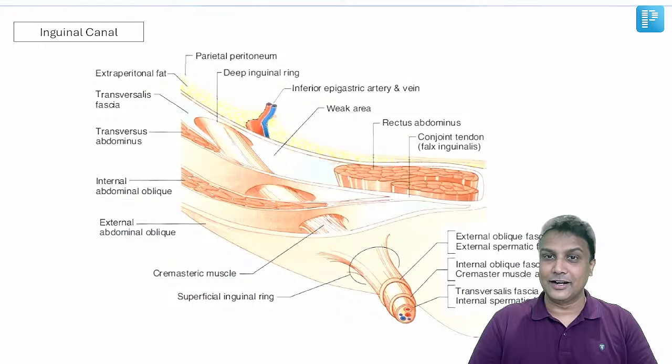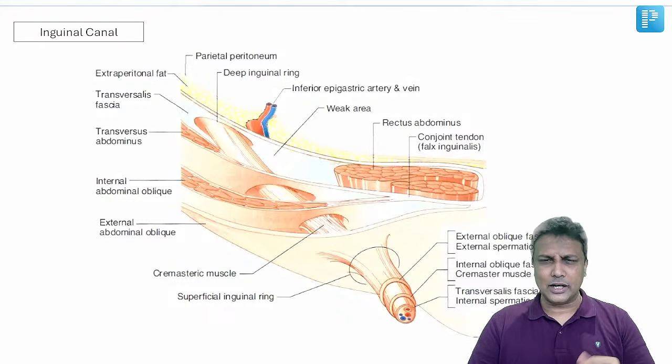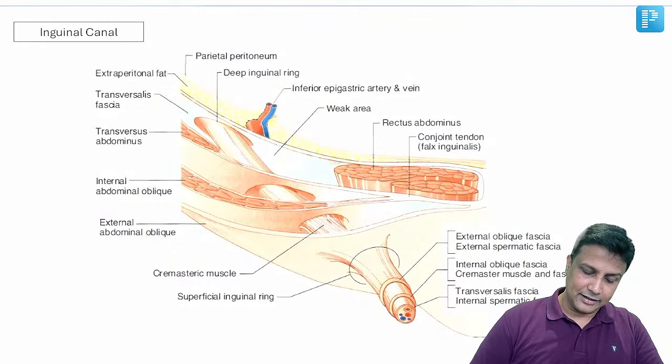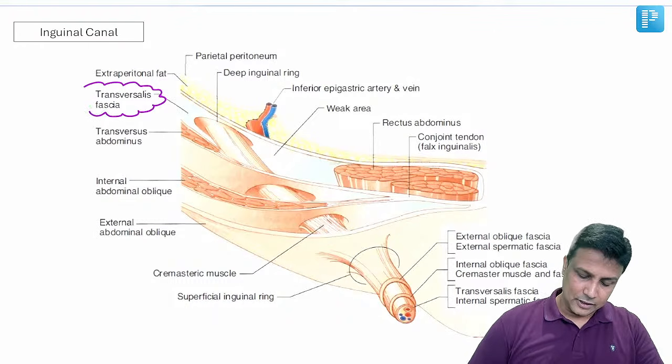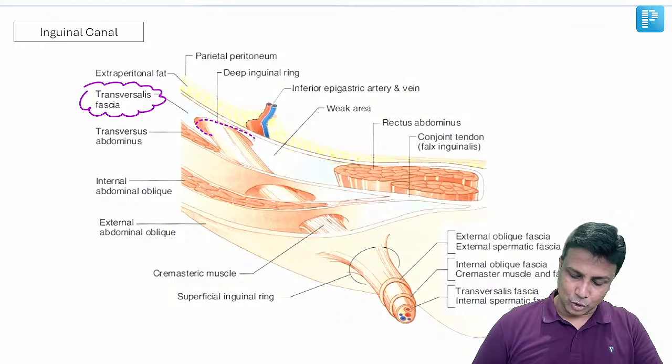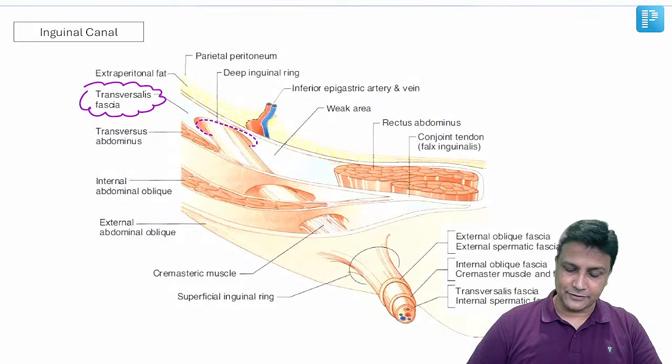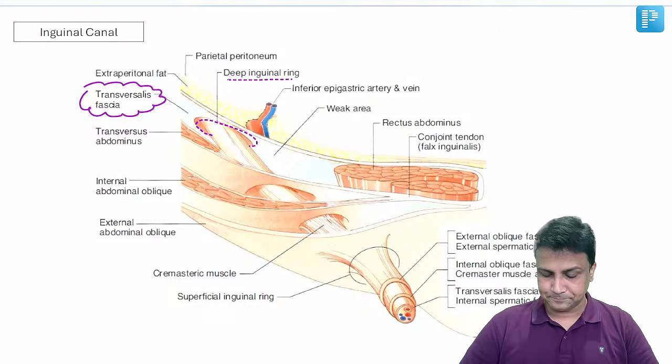Now, in this diagram, you know very well, in our main videos and in our regular classes, we have learned about the anterior abdominal wall. There are totally 8 layers. Out of that 8 layer, this is the 6th layer, that is transversalis fascia. Now, in this transversalis fascia, you're actually having a defect. There is an oval shaped opening here, and this opening is referred to as deep inguinal ring.